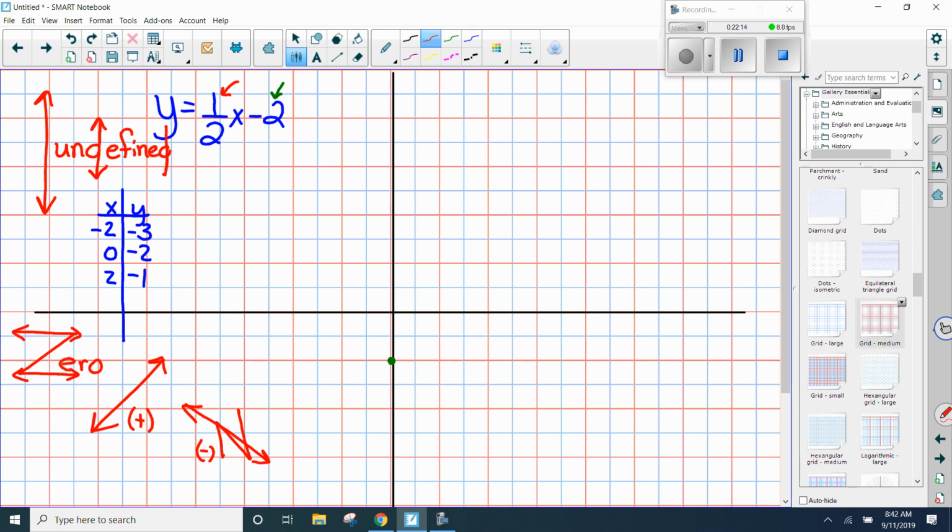A vertical line is undefined. And we know that because that 1/2 is referring to rise over run. So from any 2 points on your graph, you're going to go up 1 and over 2. Rise over run. So from this point, I go up 1 over 2, and there's another point on my graph.